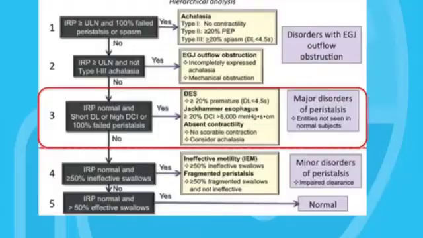Whatever happened to nutcracker esophagus? I don't see it on this classification scheme.